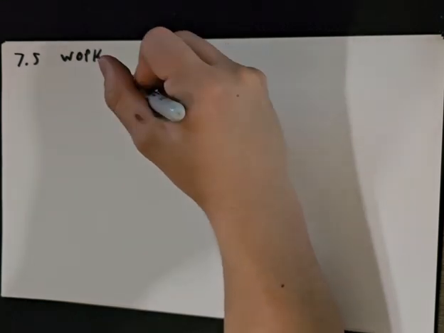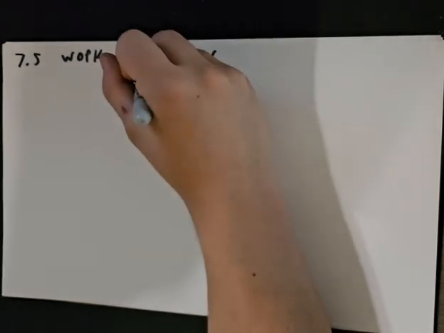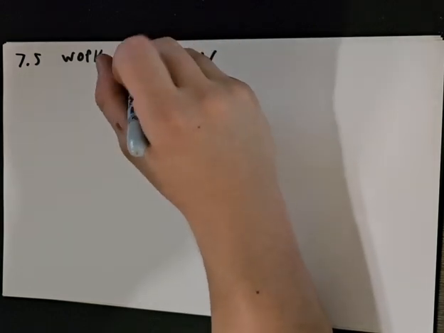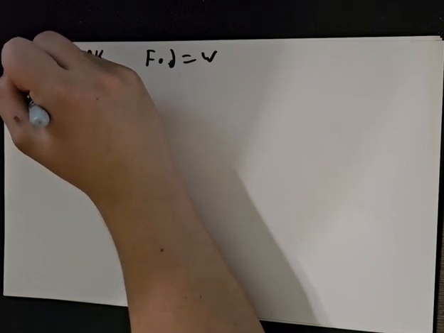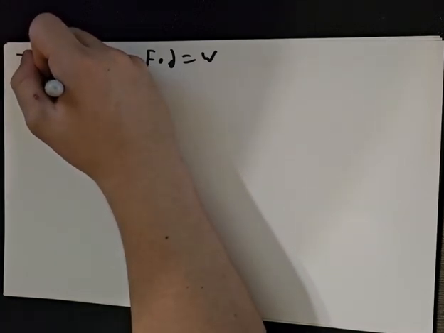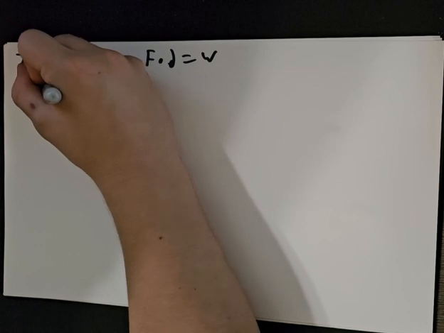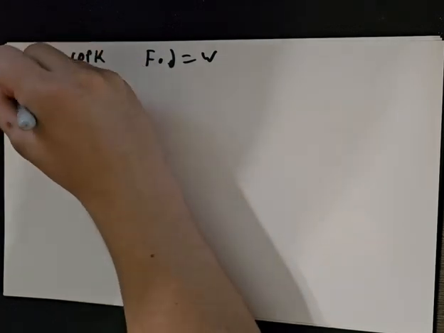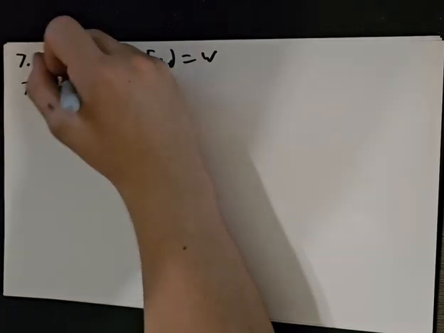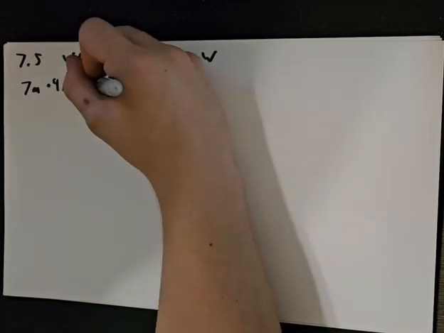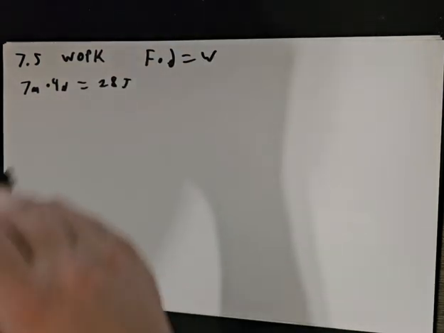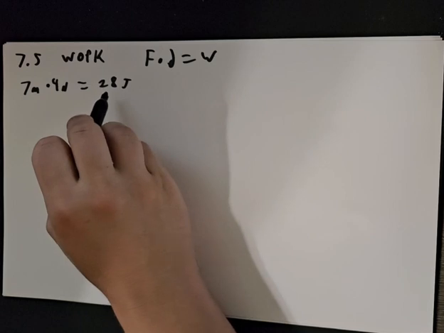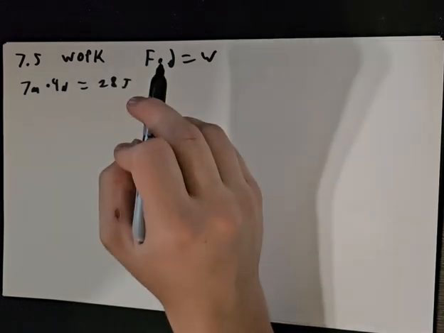Now, usually with work, the force is constant over a certain distance. So say we move 7 meters and we are pushing with a force of 4 newtons the entire way. 7 meters, 4 newtons, we multiply those, that equals 28. And work is measured in joules. So this is simple because it's force times distance.